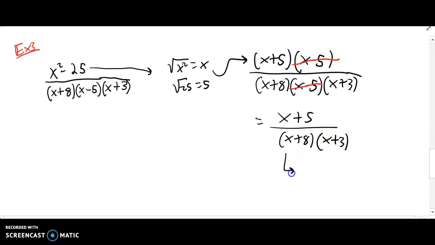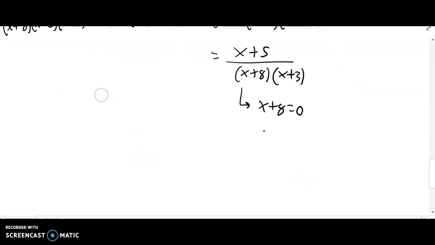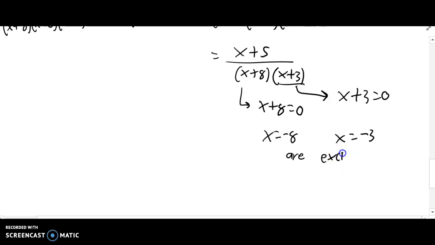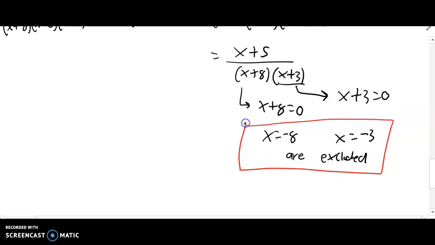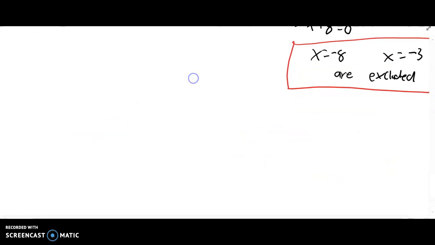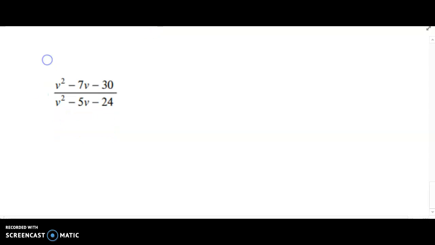We're going to set these each to 0. So x equals negative 8 and x equals negative 3 are excluded because they would make the denominator 0. All right. We have just one last one here.